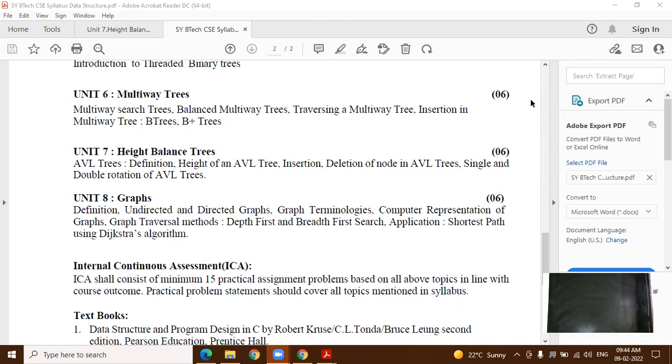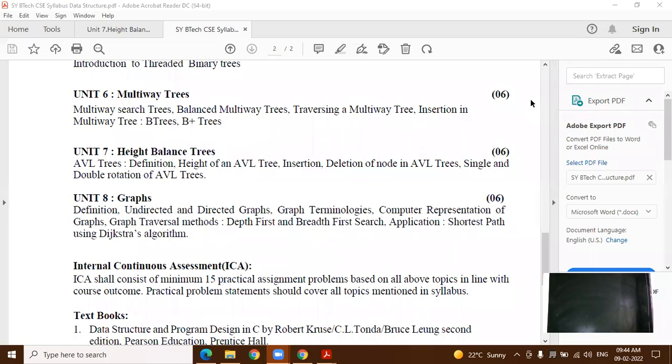So 6.1, in that we discussed what is meant by multi-way search trees. I hope all of you understood the concept of multi-way search tree. After that, we discussed the balanced multi-way trees, right? And next one is traversing a multi-way tree. I think this point we have not discussed. Traversing, have we discussed or not? Okay, so this traversing a multi-way tree, that we will discuss.